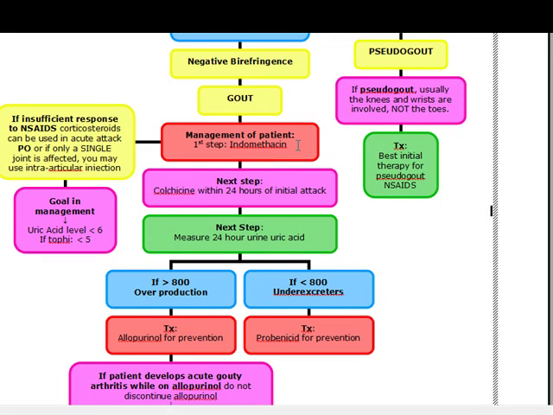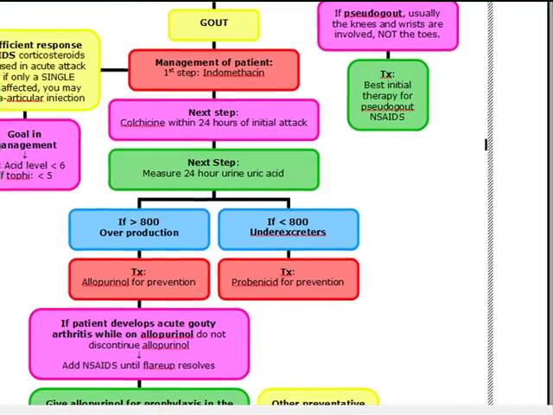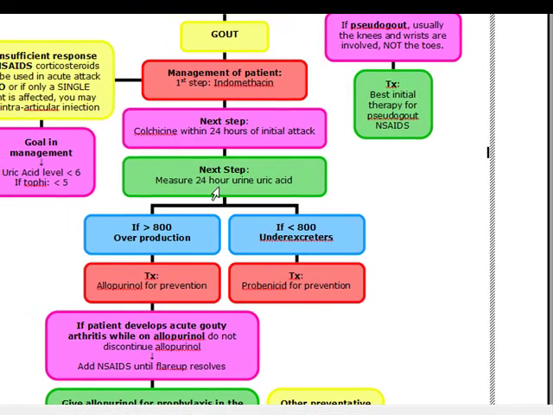Now, we've managed the patient in the acute case, and we can give colchicine actually within the first 24 hours after the initial attack, and we've managed the patient acutely for gout. The next step we want to do is long-term therapy for gout. And what we want to do is measure the 24-hour urine uric acid to know what type of gout this is. And based on what type of gout this is, it's going to distinguish what drug we're going to give these patients long-term for gout.